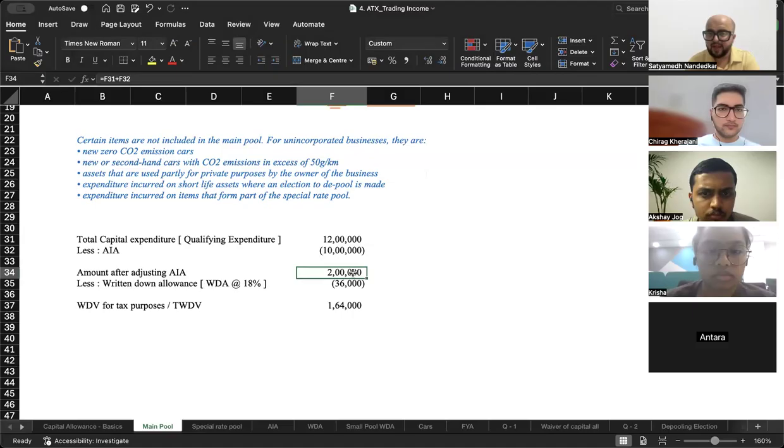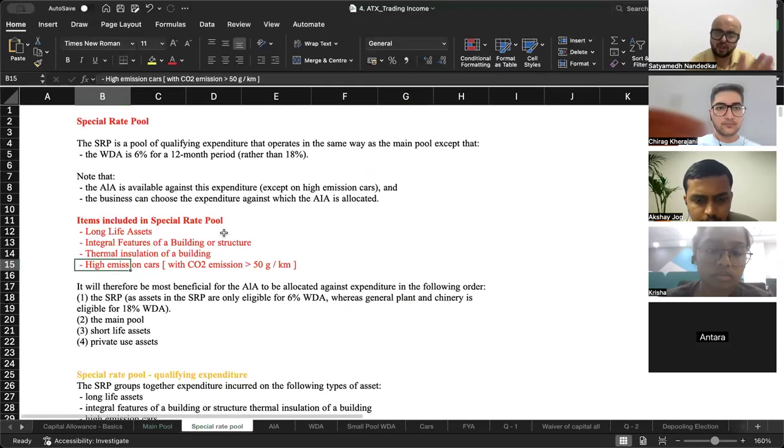Now, if the item is in the main pool, please remember, what will you do? You will calculate written down allowance at the rate of 18%. Written down allowance is like your WDV method of depreciation, but here there is a standard rate. If the item is in the main pool, you will get 18% WDA. If the item is in the special rate pool, you will get 6% WDA.